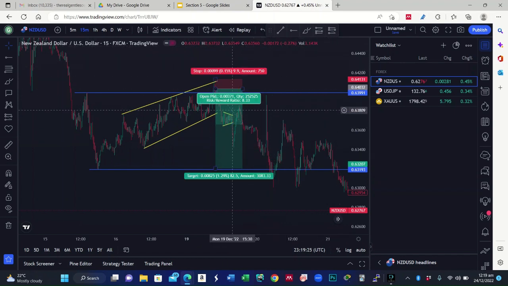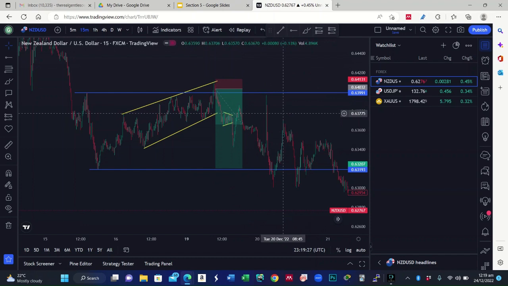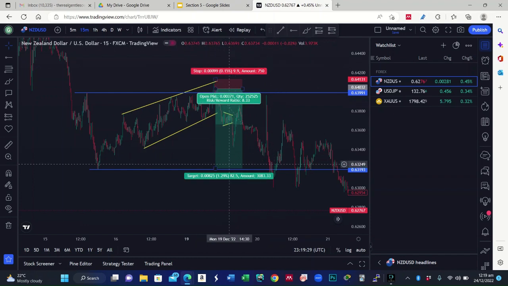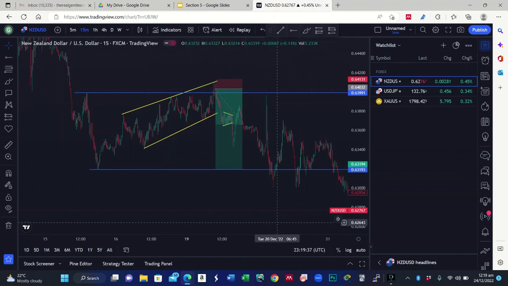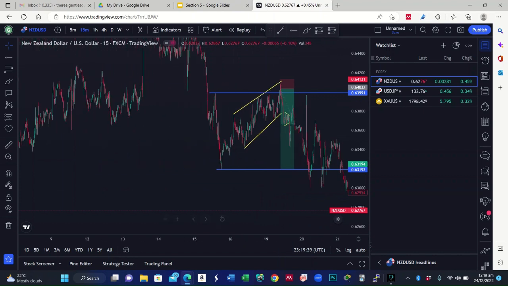So I just wanted to show you what stop loss looks like. So now this is your take profit target. You can see price came back down to hit that target already. So that is how you can enter this particular trade.